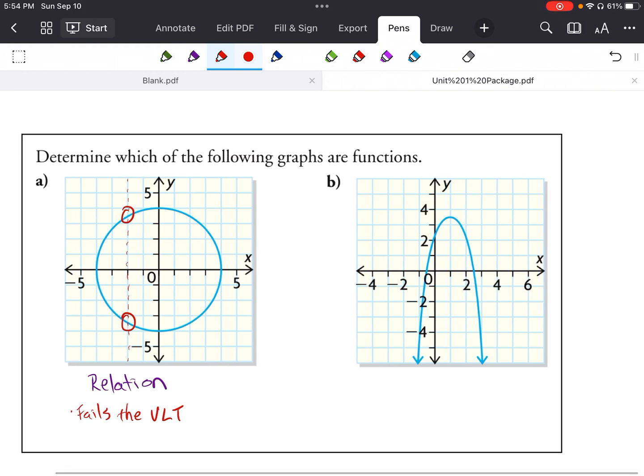If we do the same on this parabola, so if we choose this point here, draw a vertical line, it never hits the line again. So that means that this is a function, and it passes the vertical line test.